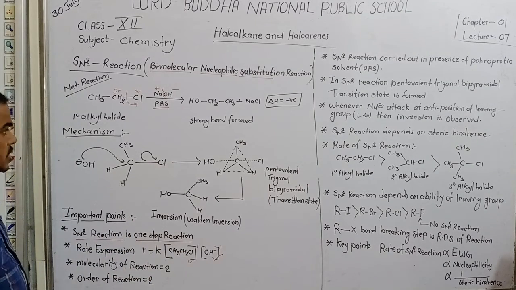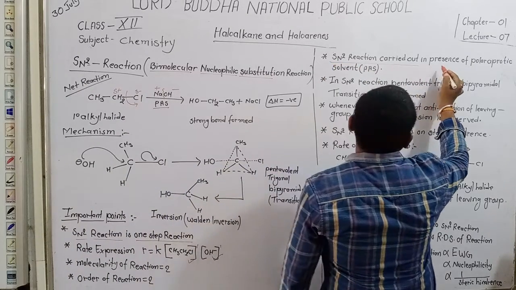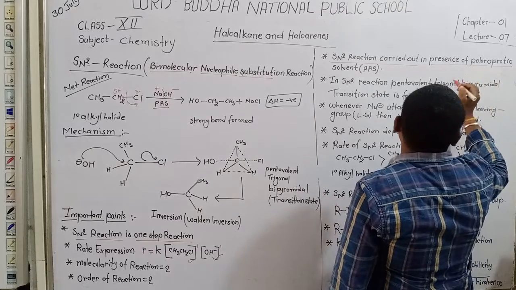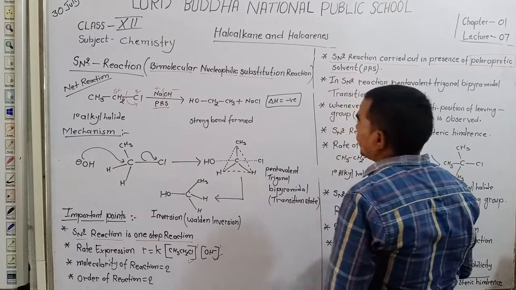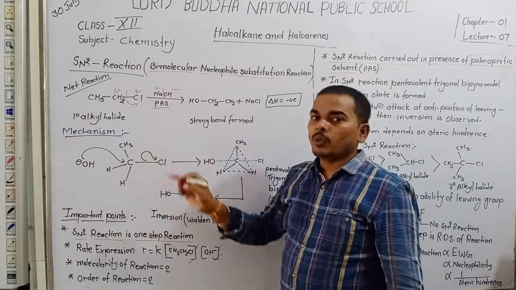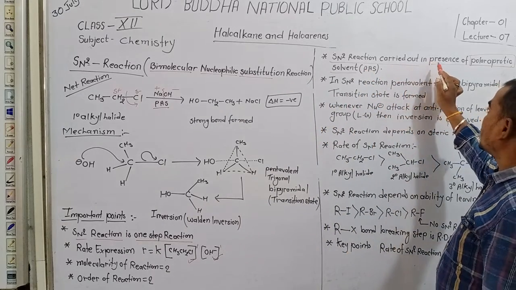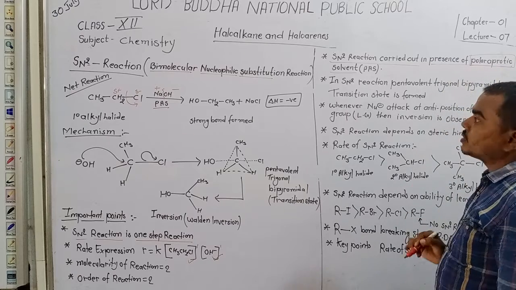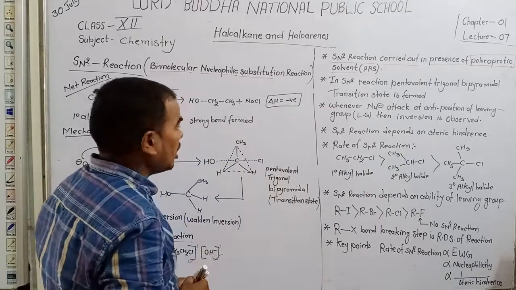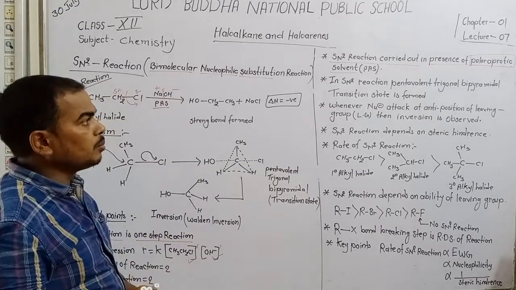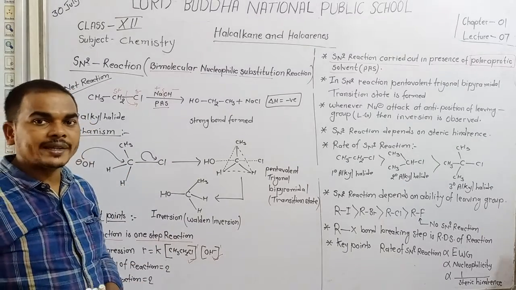Okay, dear students, the SN2 reaction is carried out in presence of a polar aprotic solvent, that is PAS. Here PAS means polar aprotic solvent. Always remember, when you write down the SN2 reaction, to retain the polar aprotic solvent, as the SN2 reaction is carried out in presence of it.